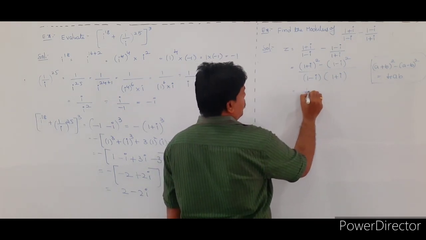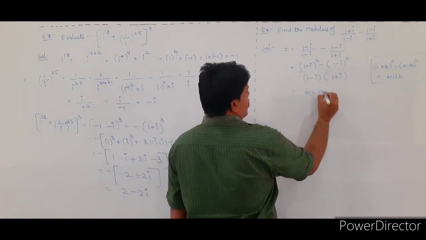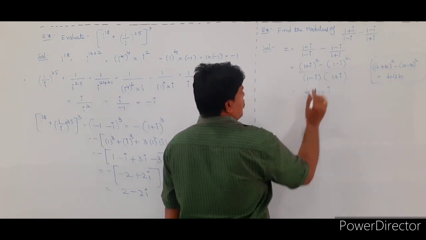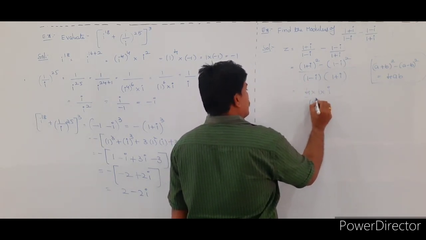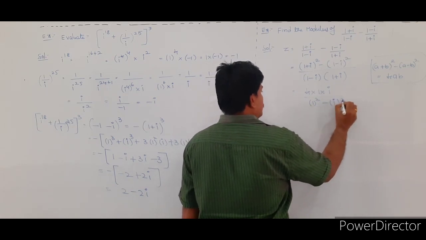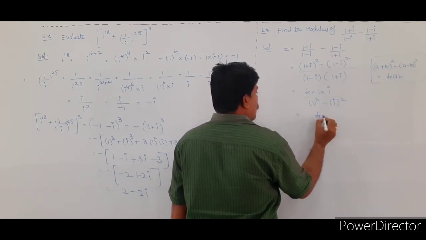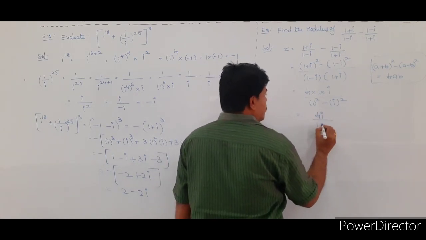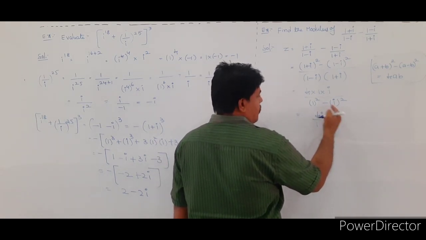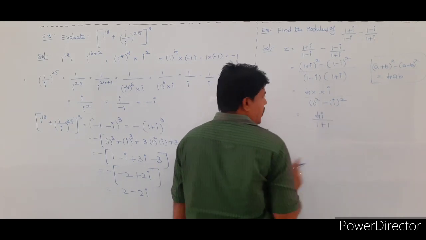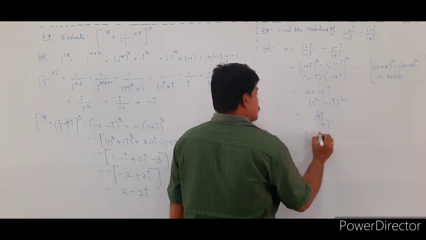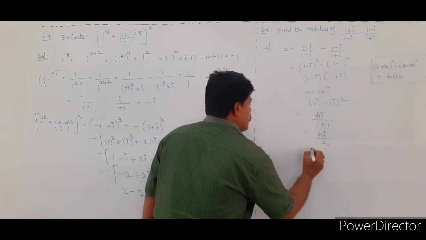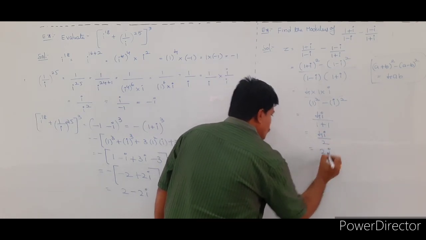So it will become 4 into a value 1 into b value i, by a square minus b square, that is nothing but 1 square minus i square. So that is 4i by 1, and i square value is minus 1, minus of minus becomes plus 1. So that is equal to 4i by 2. You can cancel the value here, that is 2i.